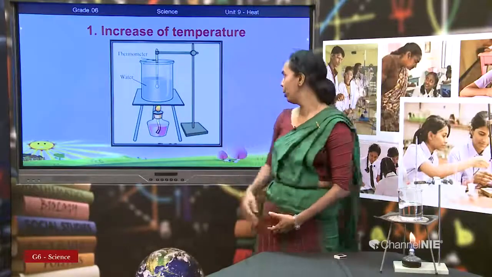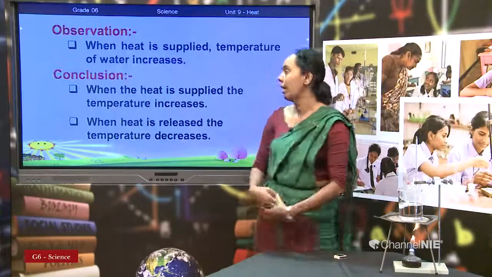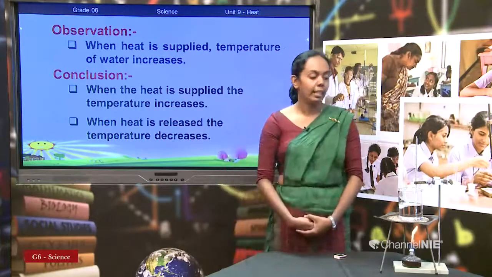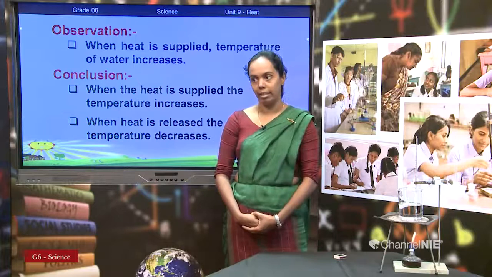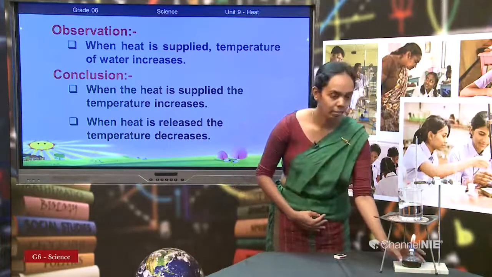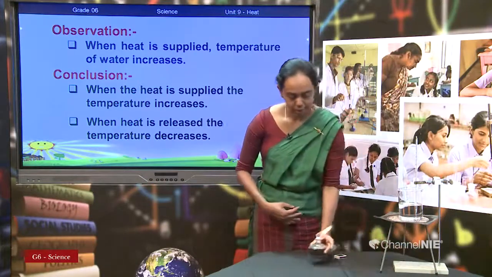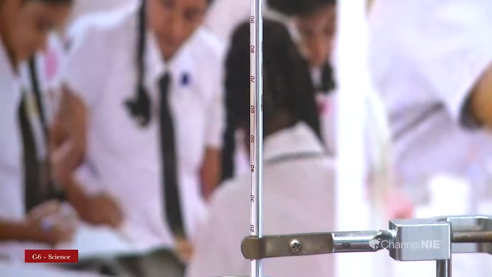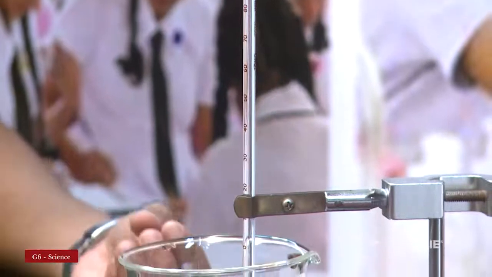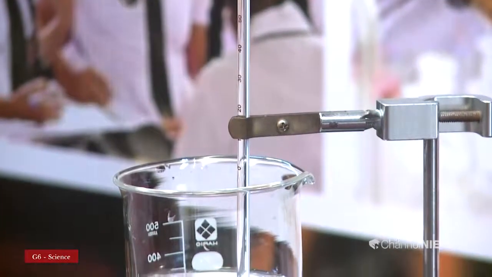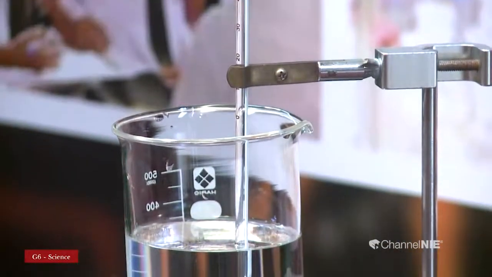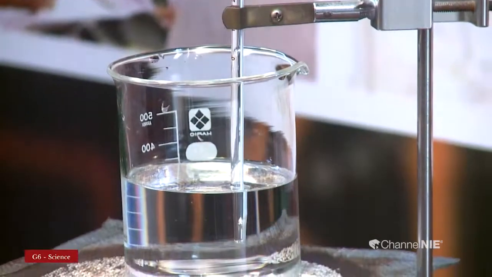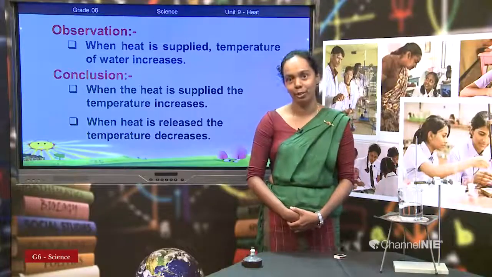Then we can come to a conclusion. When we are supplying heat, the temperature of the water increases. Then we will see what happens when we remove the spirit lamp. When I remove the spirit lamp, the supply of heat to the water stops. Then you can see the temperature of the water decreases. This happens due to the release of heat from the water.